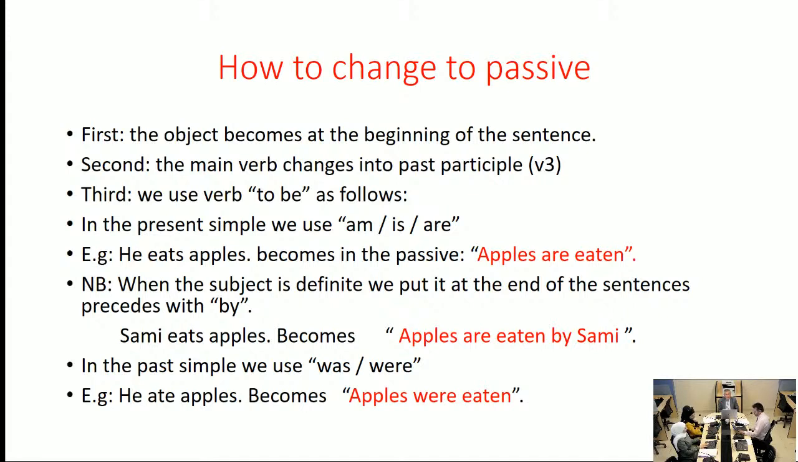In the past simple, we use was or were. So in the present, am, is, are. In the past, the same, was or were. Example: he ate apples becomes apples were eaten.